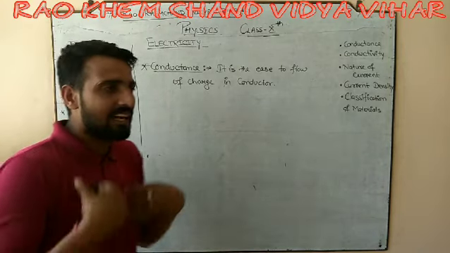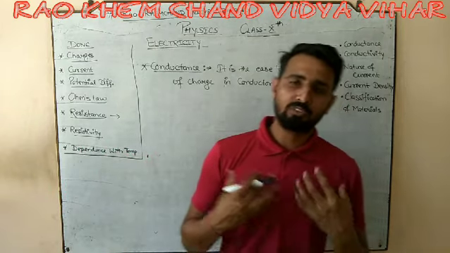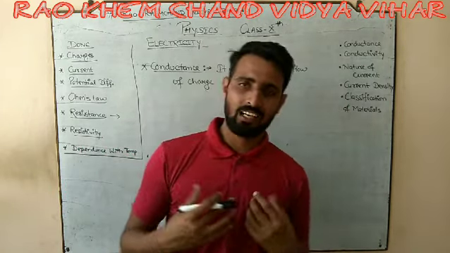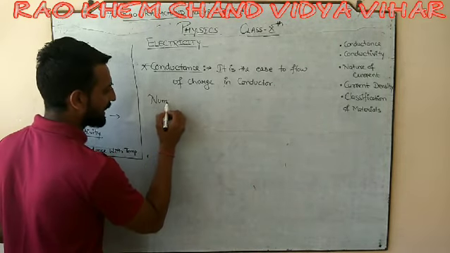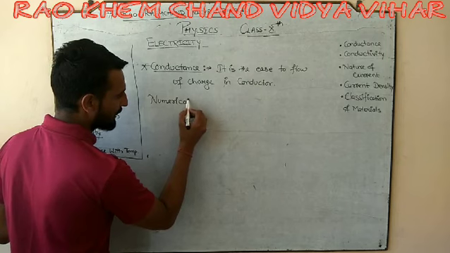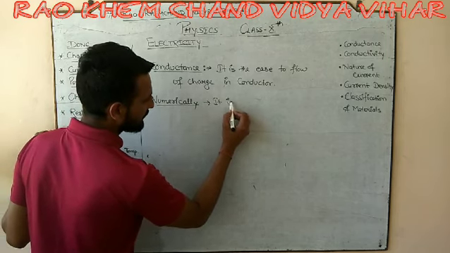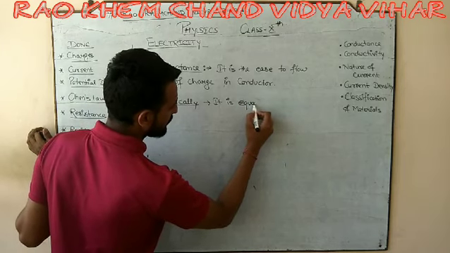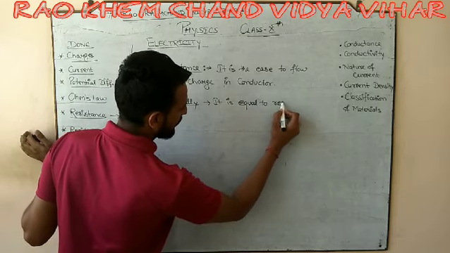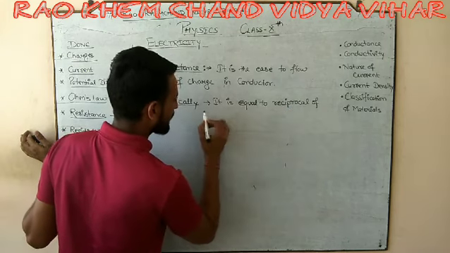But with what ease they are moving in the conductor is called conductance. Numerically, you can say it is equal to the reciprocal of resistance.